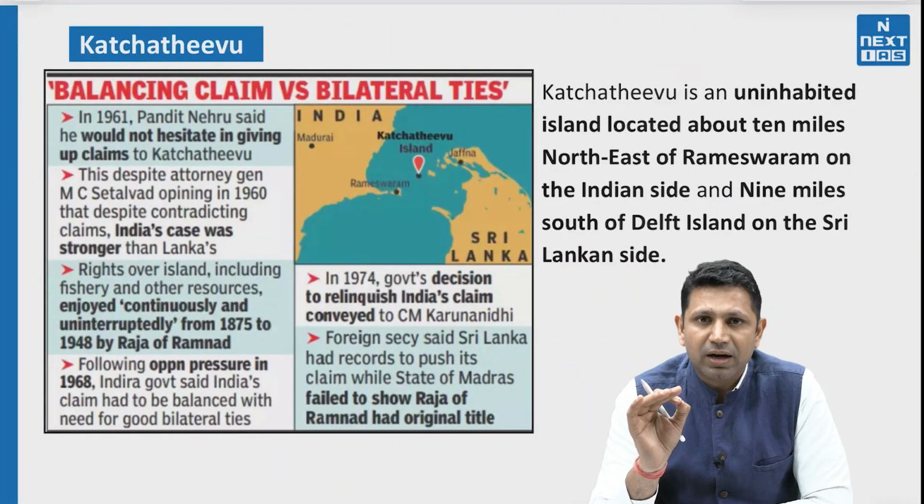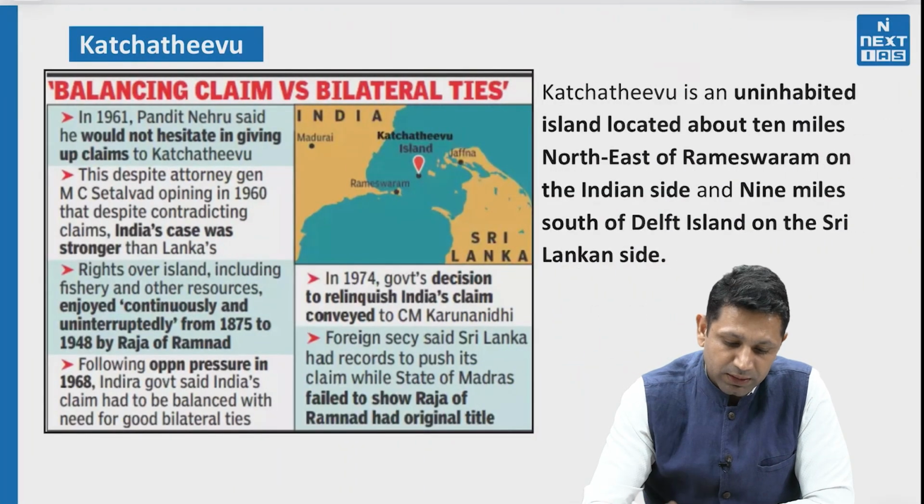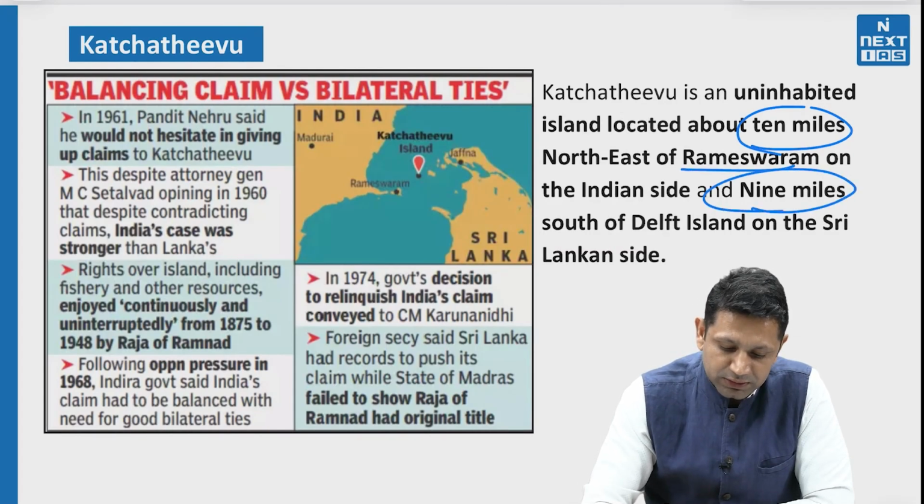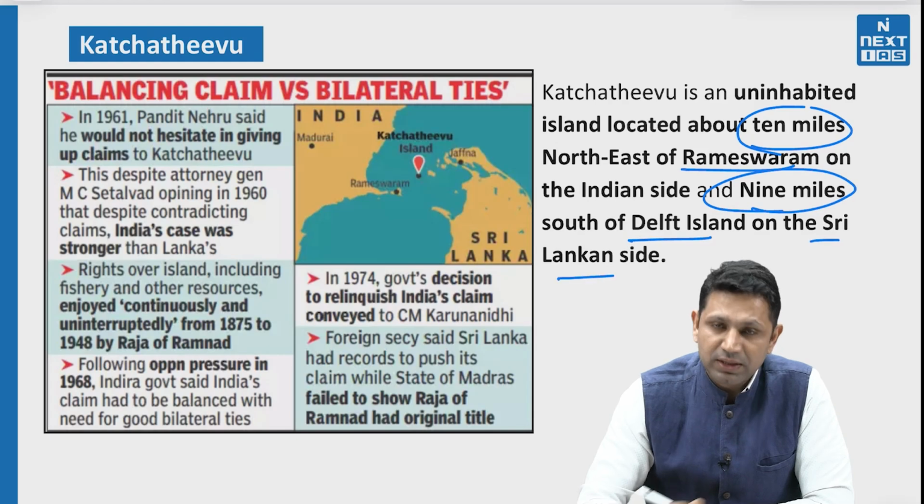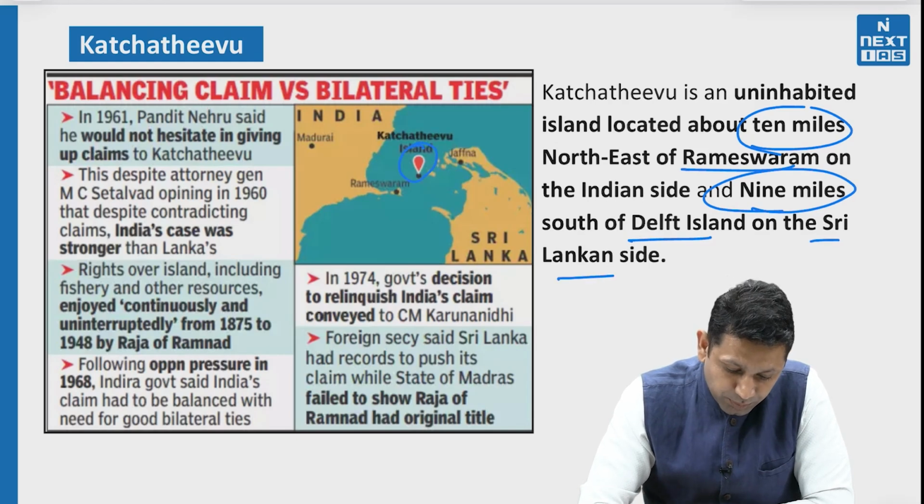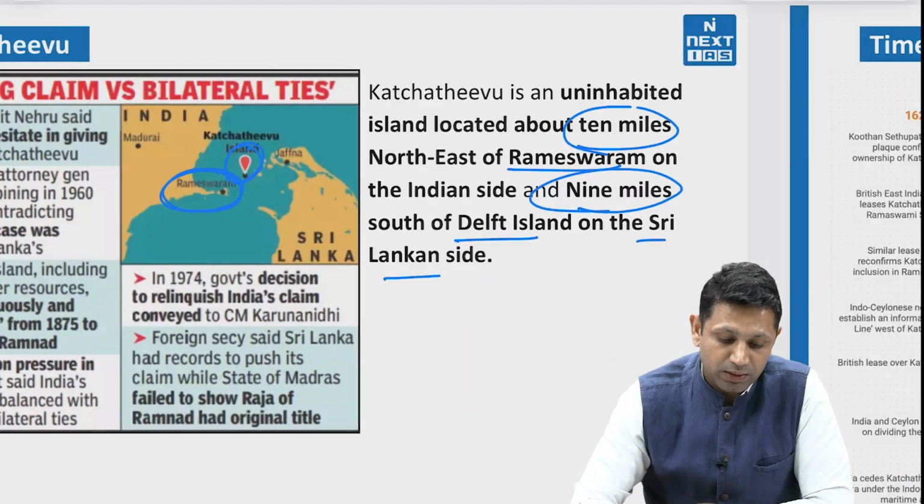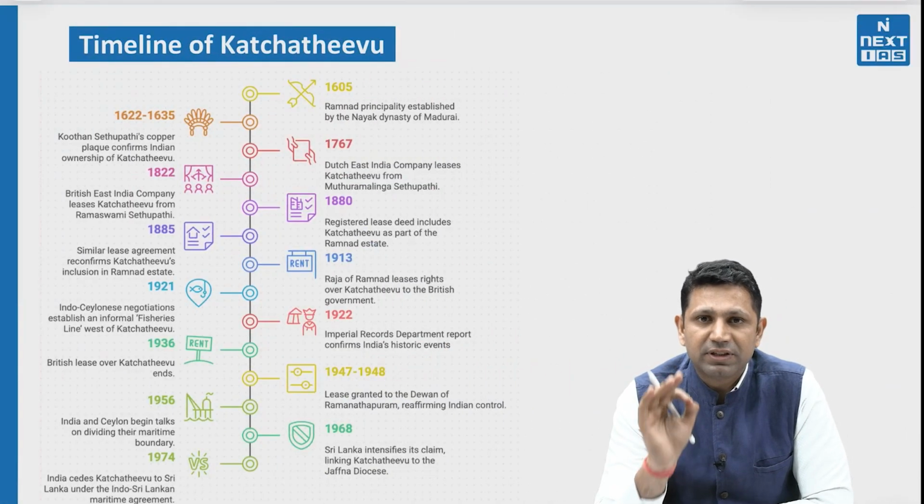Now, if we see the location of this Katchatheevu Island, it is located 10 miles from Rameshwaram on the Indian side and 9 miles south of the Delft Island on the Sri Lankan side. This red spot is the Katchatheevu Island and this is the Rameshwaram Island, the Rameshwaram point of India. Now, there has been a history with the Katchatheevu Island.